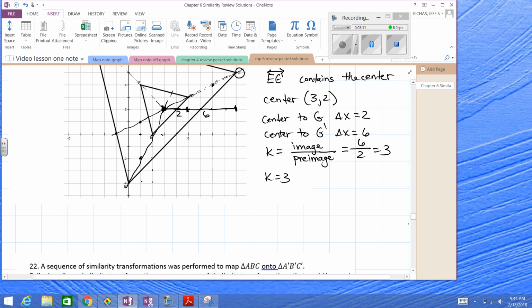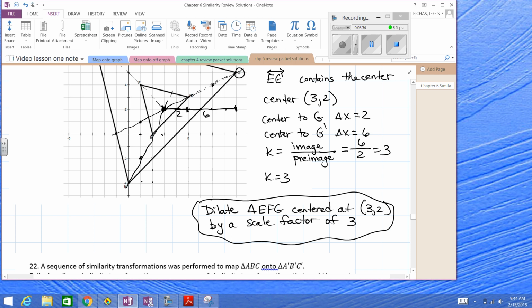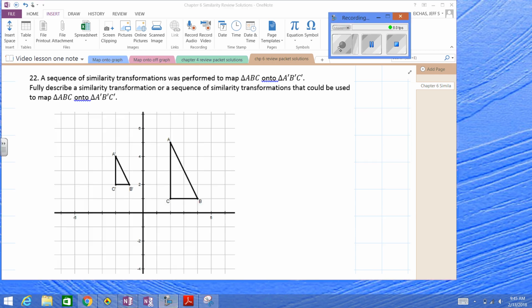And a center of 3, 2. So what we did was we dilate triangle EFG centered at the point (3, 2) by a scale factor of 3. That's fully describing it. Just saying it's a dilation is not describing it fully. So that's what we need to do on that one.